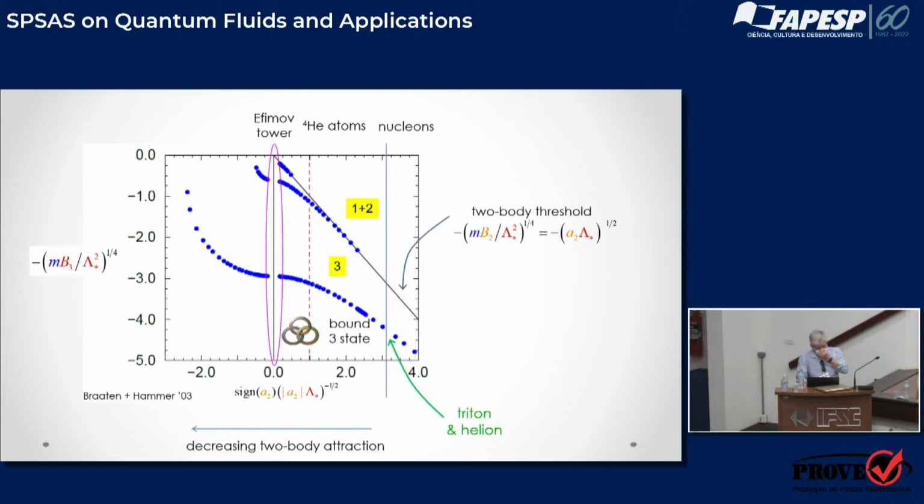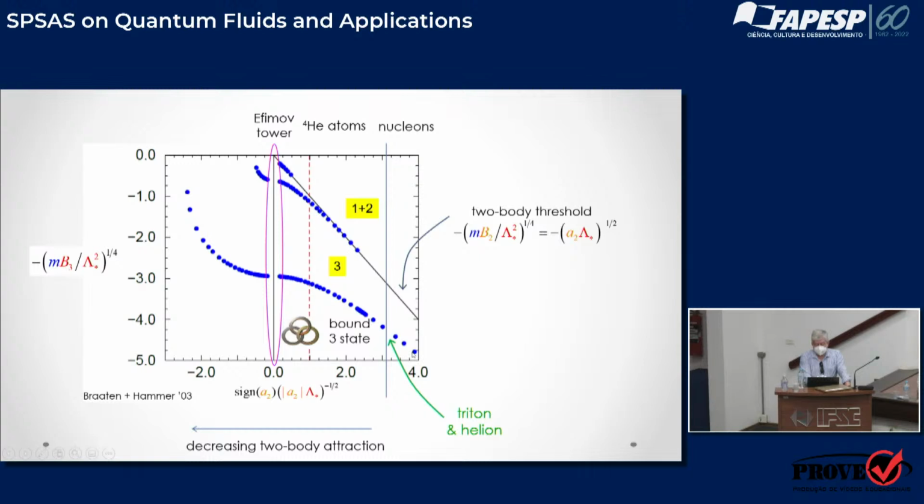This situation is frequently summarized in this Efimov plot. What is this? This is a plot of the binding energies of the three-body system scaled by this lambda star quantity. On the horizontal axis is essentially the two-body scattering length. And this line here is the threshold for breakdown of the three-particle system into an atom plus dimer. So what's in here is atom plus dimer. What is to the left of this line are three-body bound states.